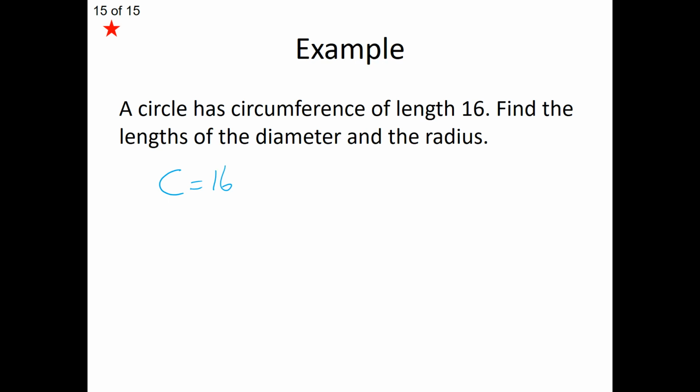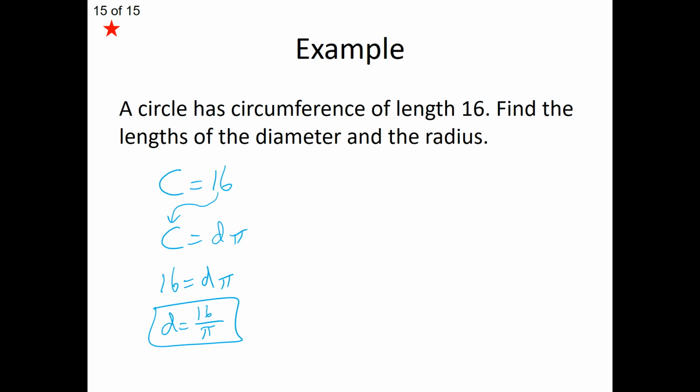So a circle has a circumference of length 16. Well, that circumference equation, I'm going to look for our diameter first, is the diameter times pi. So the 16 is going to get plugged into our circumference here, and we're going to solve for our diameter. So I'll think algebraically, how am I going to do this? I'm going to divide both sides by pi. So when I do that, I get my diameter length is simply 16 divided by pi. And there is our diameter.